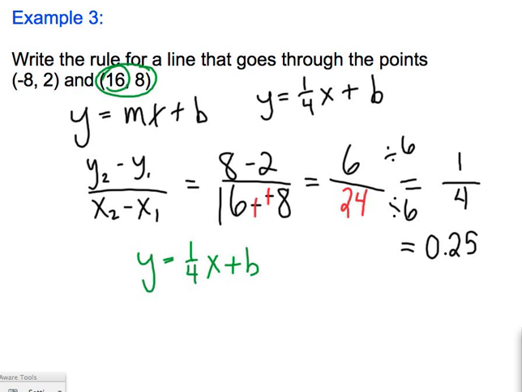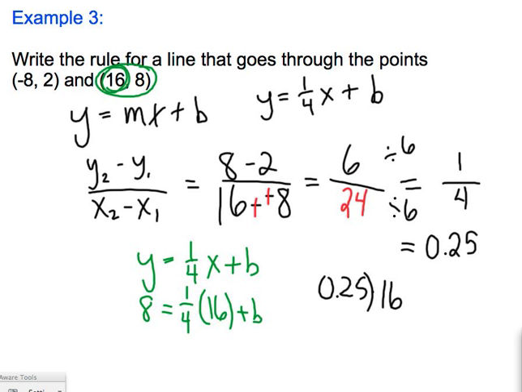and I need to go one more step in order to find b. So I'm going to go back to my points up here, and I'm just going to pick one. Once again, I'm going to pick the one with positive values. I think I make less mistakes with positive numbers. So I'm going to plug in what I know. So from this rule, I know that if I plug in 16 for x, I should get an answer of 8. So I'm going to try and figure out what b makes that possible.